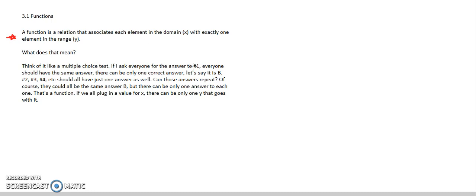Alright, so if I ask you for the answer to number 1, everybody should say the same thing. Let's say B. If I ask you for the answer to number 2, we should all have the same answer. Number 3, number 4, and so on. Everybody has to have the same answer. Can they repeat? Of course, because we typically have A, B, C, and D for answers, so they're going to have to repeat. That's alright, as long as everybody has just one correct answer for each question. Alright, so that's the idea for a function. When we plug in a value for x, we all have to get the same value for y, just one value.